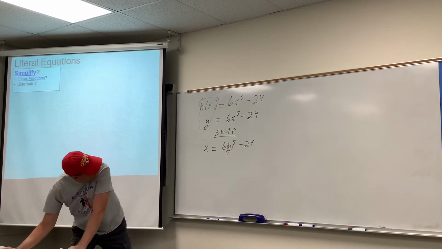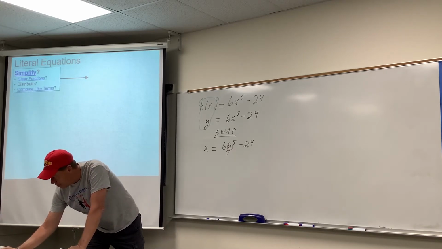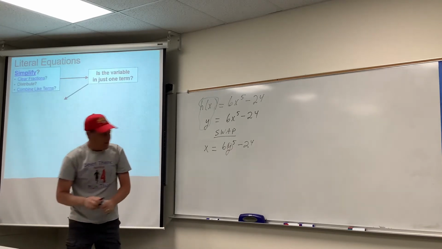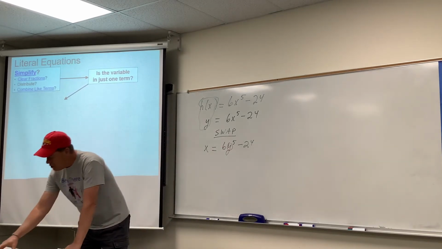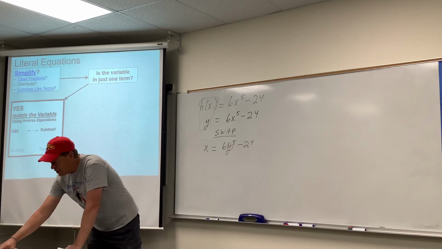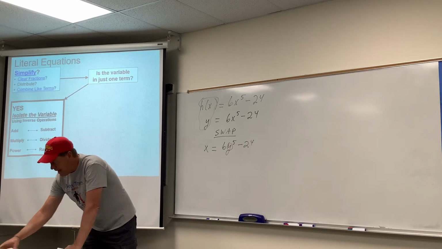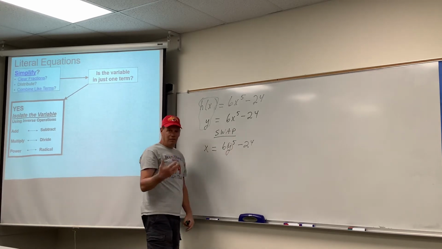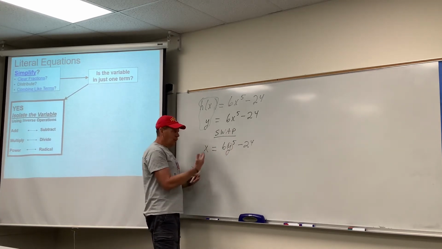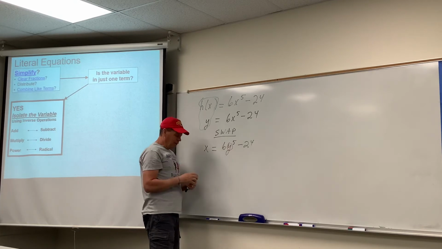And clear fractions, distribute, combine like terms. I don't see any of that. And I would like to point out here that the y is in only one term. So we can use basically the reverse logic of the order of operations to get that by itself. In honesty, this could have been on assignment number 15. A literal equation solved for a particular variable.